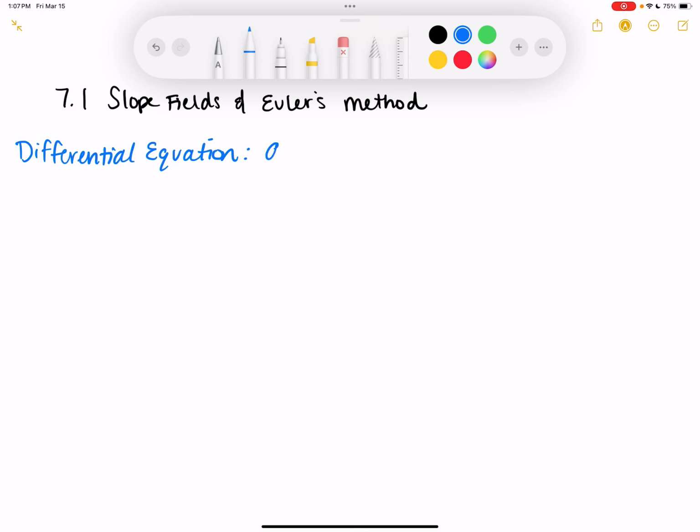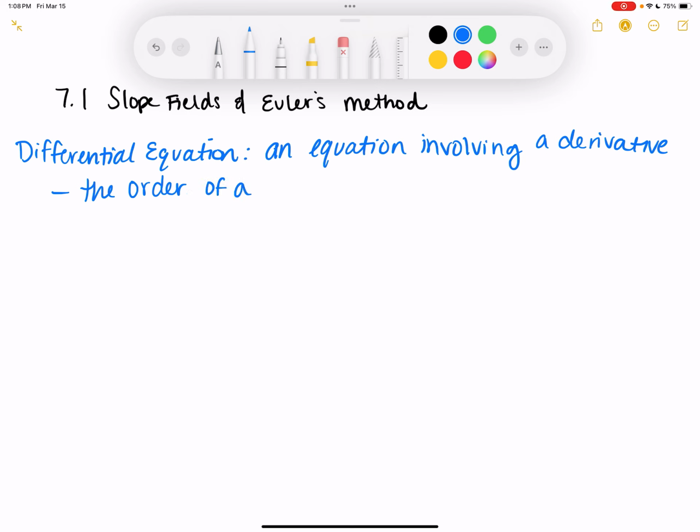Alright, a differential equation, my favorite math class in college, is an equation involving a derivative. The order of a differential equation, I'm going to abbreviate it DE for differential equation to not have to write it out every time, is the order of the highest derivative involved in the equation.